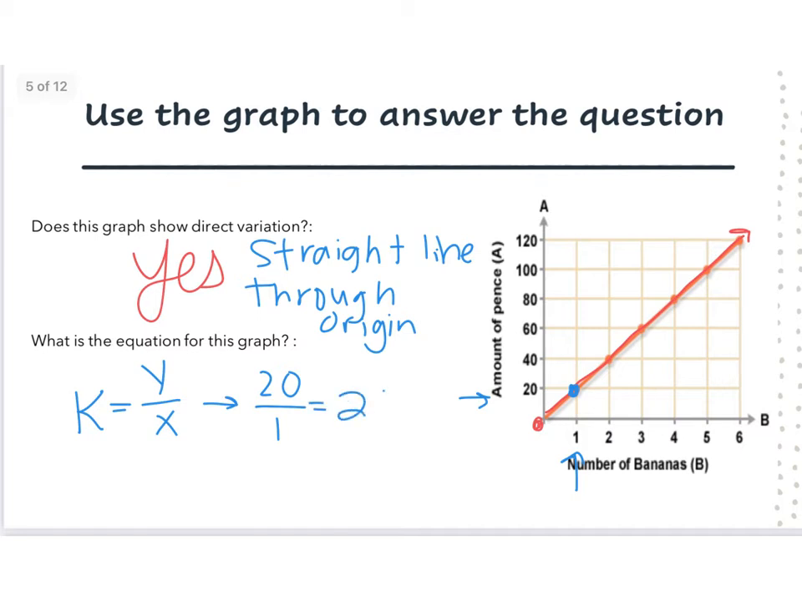That simplifies to 20. Let's check and make sure that really quickly we get 20 for the other ones. So for this one, that would be 40 over 2. That gives me 20. 60 over 3 gives me 20. If you keep going up, you'll notice every point that's there, it does give you 20 as your k-value. So the equation here would be y equals 20x.